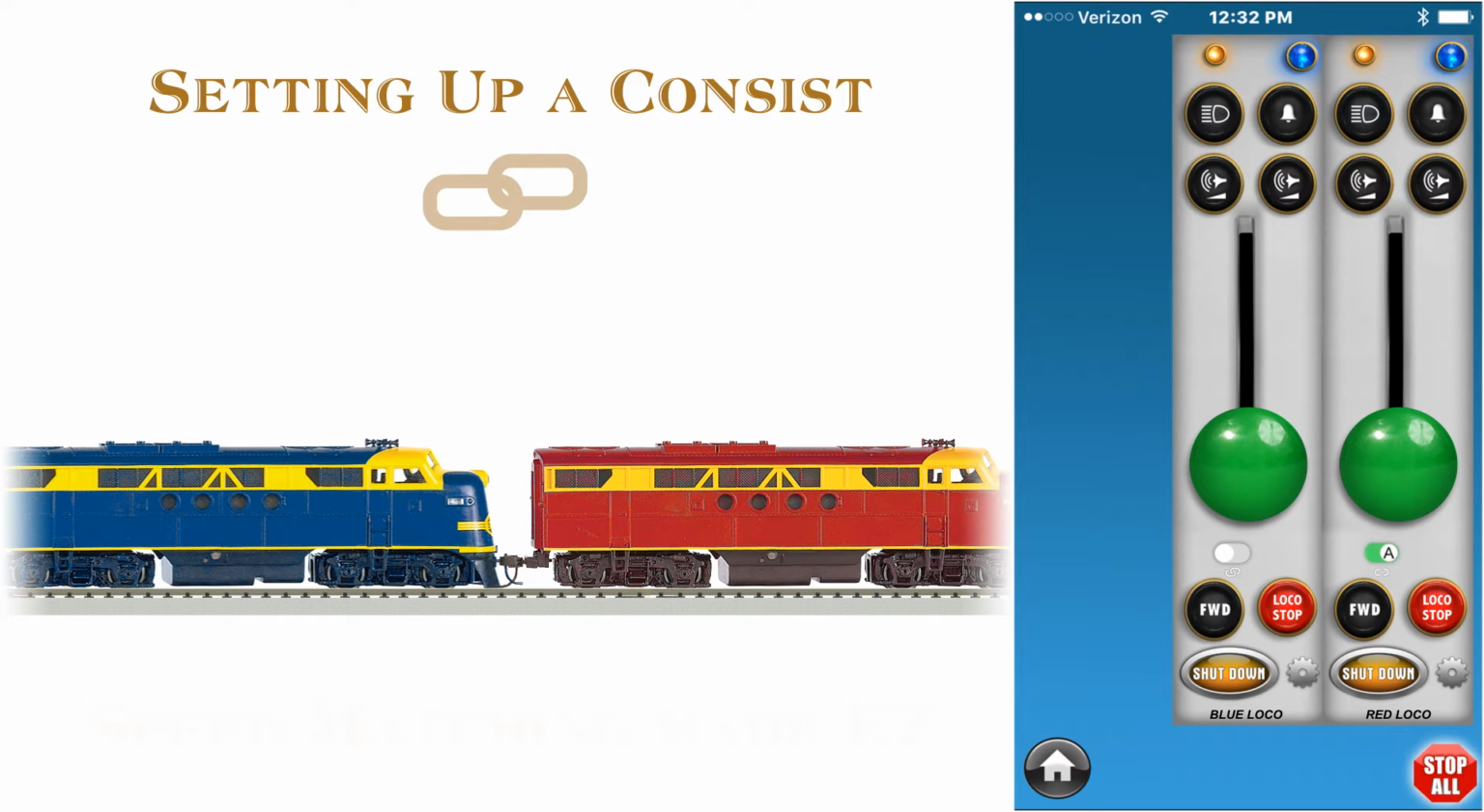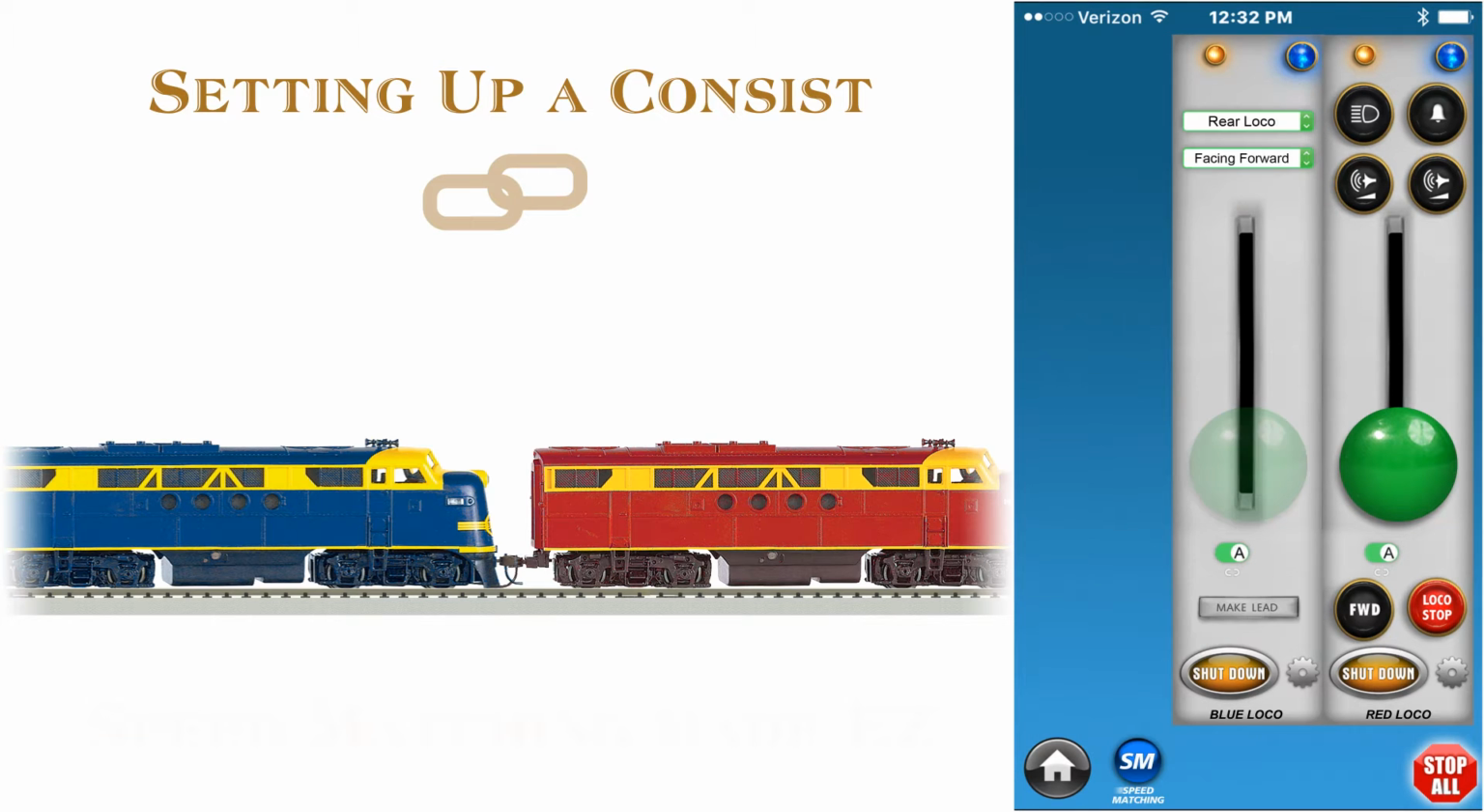Now I'll go to my second loco and press the consist button, and also add this loco to consist A. If you have additional locos in the consist, you can add them in the same way. You'll notice the app has already set the direction for the second loco as forward or backward. It's also recognized the secondary loco as the rear loco in my consist. Now you just move the throttle on the lead loco to run the consist.